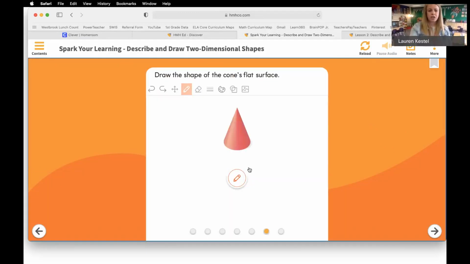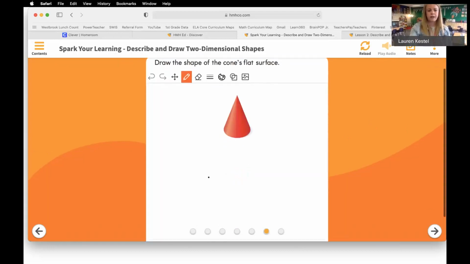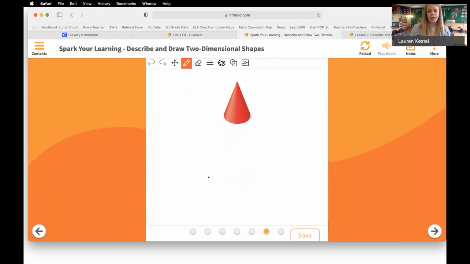Next, let's draw the shape of the cone's flat surface. So the cone has 1 flat surface at the bottom. Think about what shape the cone's flat surface is. You're right, it's another circle, and we know a circle is completely round.